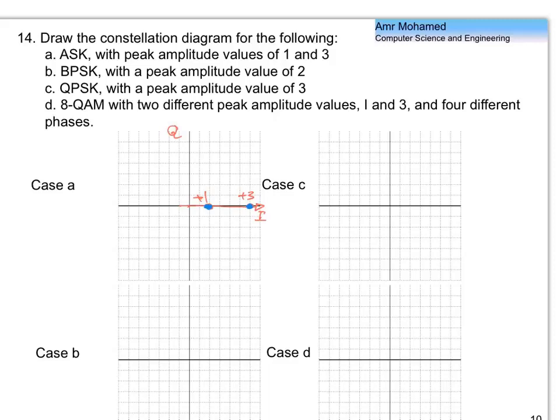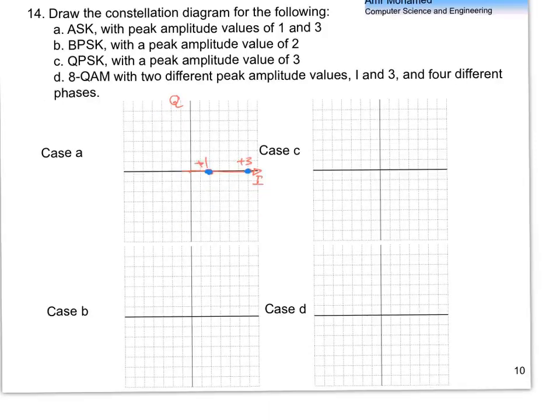For case B, we have BPSK with a peak amplitude of 2. Remember, for BPSK we have 2 signal representations, one for 1 and one for 0. For 1 we have positive 2, and for 0 we have negative 2. So this is positive 2 and negative 2. This is for BPSK.